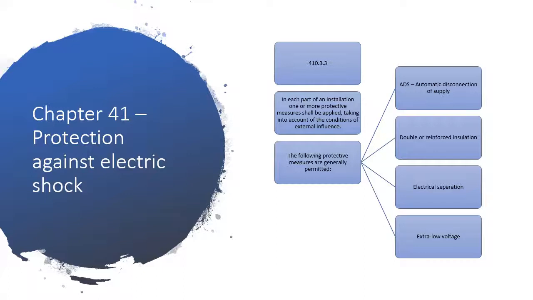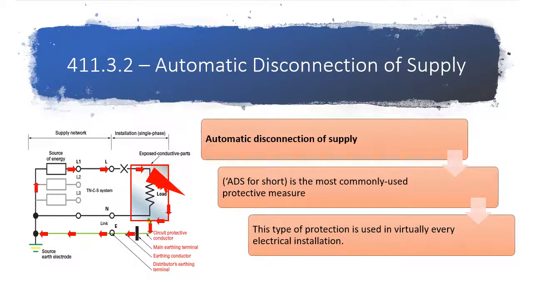So what chapter 41 says in 410.3.3 is that for each part of an installation, one or more protective measures shall be applied, taking into account the conditions of the external influences. And those protective measures are generally either ADS, automatic disconnection of supply, double or reinforced insulation, separation, or the use of extra low voltage. Automatic disconnection then, ADS for short, is the most commonly used protective measure, and virtually every electrical circuit out there has some form of ADS. ADS being provided by an MCB, a fuse, an RCD, and a path down to earth for any fault current.